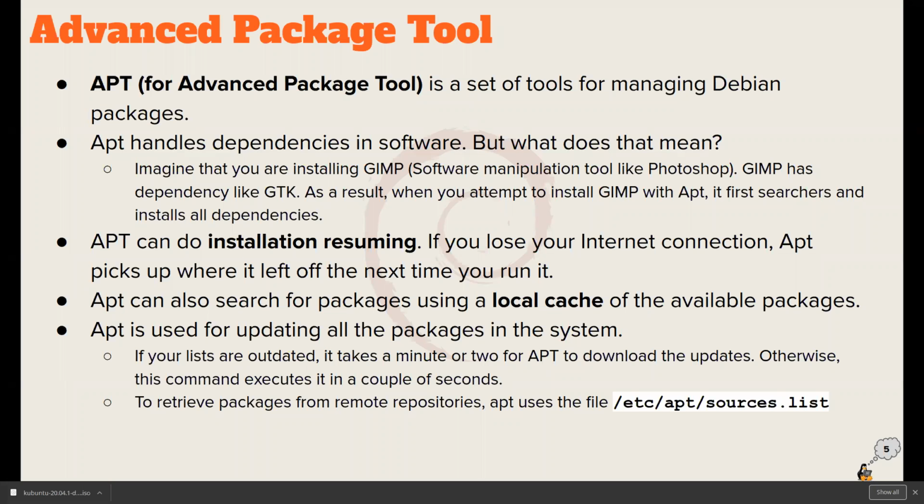Apt can do installation resuming. What does that mean? Simple. You were installing Steam because you wanted to play some Call of Duty on your computer. But all of a sudden, you lose electricity, your computer shuts off. When you turn on your computer and you try to install the program one more time, it doesn't start from zero. It starts from where it left off. That's amazing. That to me is one of the best features a package manager can have.